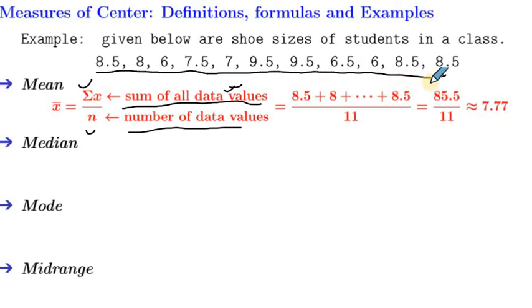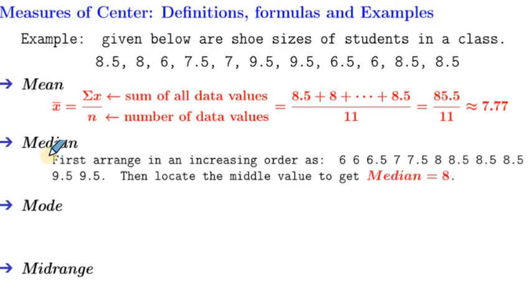which is when we add all these numbers, we get 85.5. And there are 11 data values. If we count them, this is 1, 2, 3, 4, 5, 6, 7, 8, 9, 10, and 11. So that's where we get this 11 from. When we divide 85.5 by 11, we get 7.77. That is our mean.